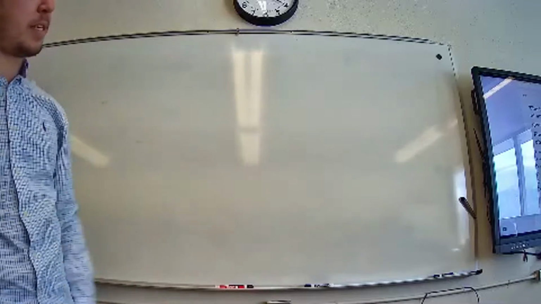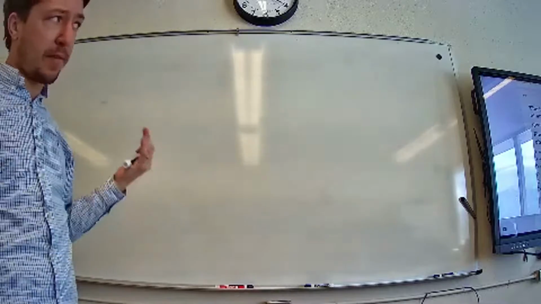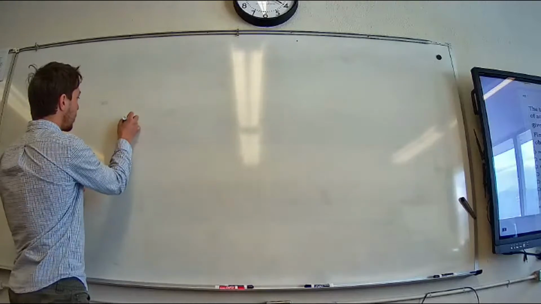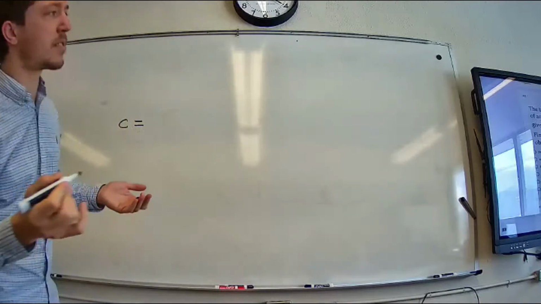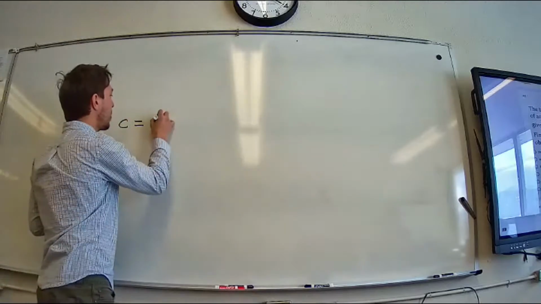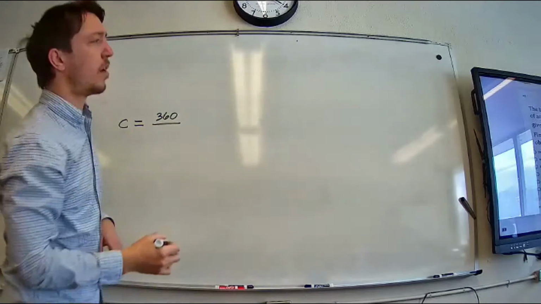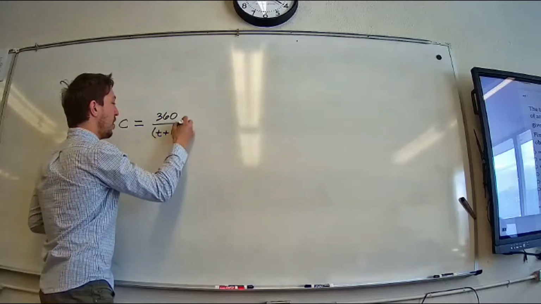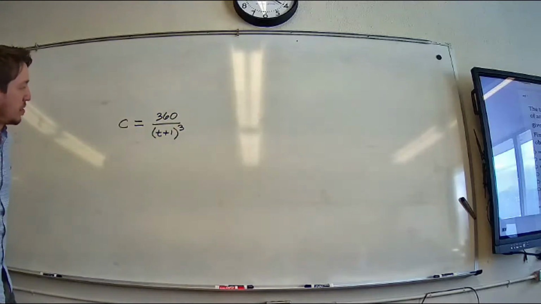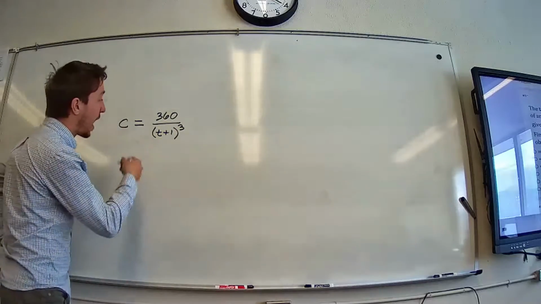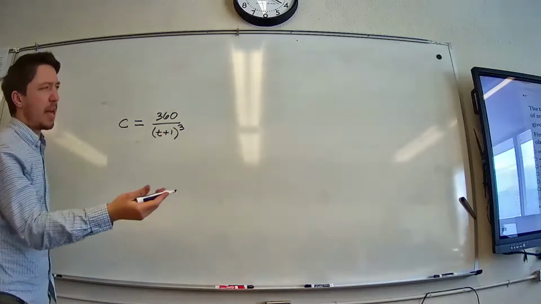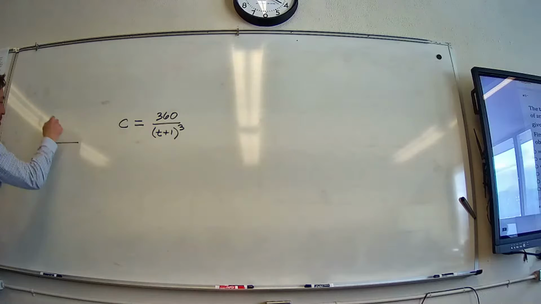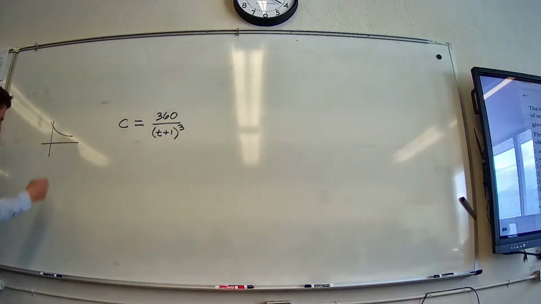The first question is asking for the average value of a function. So they give us a temperature function: the degrees Celsius is 360 over (t plus 1) cubed. And the question is, what's the average temperature between 0 and 2? So if you were to graph this, it would look something like this.